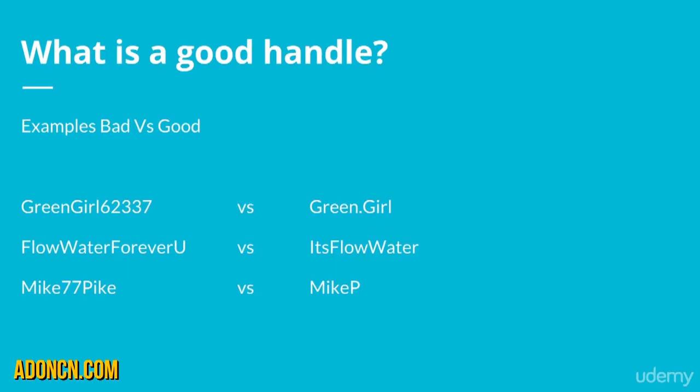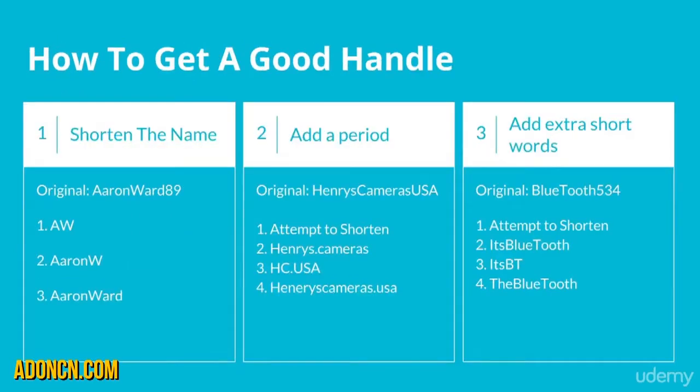You may be questioning, how can I actually change my name to a good handle? This is the best breakdown of how you can get a good handle. First, you want to try and shorten the name. For example, the original name would be Aaron Ward 89, and the simplest version of this would be AW. You really want to go for the most simple thing. It most likely will be taken on Instagram, but that's not a problem.